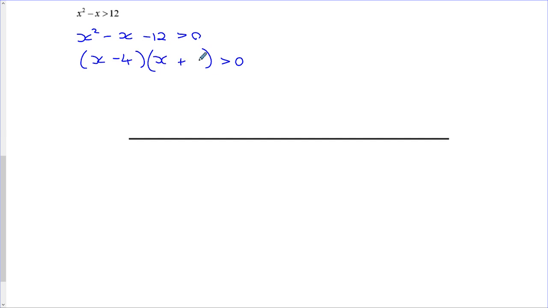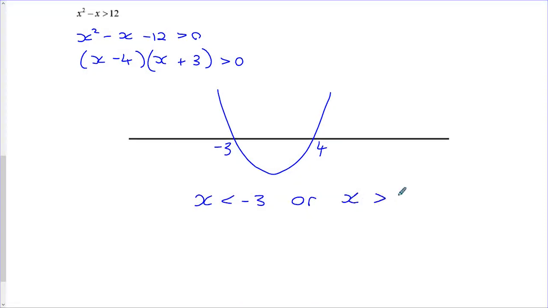Now, one could draw a number line here and put in the values. But in fact, I would prefer to picture this as a parabola, and it's a parabola that goes that way up. We know that because the leading coefficient is positive, and we know that the x-intercepts here are at negative 3 and at 4. And now we ask ourselves, where is this parabola positive? Where is it above the axis? Because remember, when we're talking about its value, we talk about its y value. So where is it above the x-axis? The answer to this is x less than minus 3 or greater than 4. So that really is straightforward, and that's a core maths question.